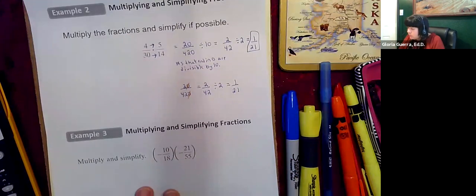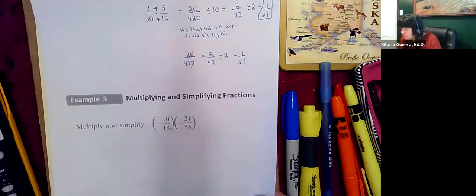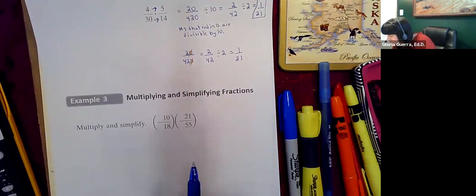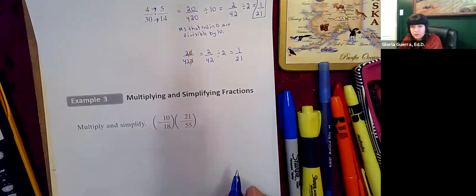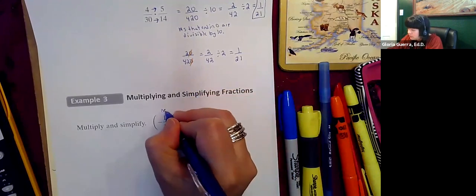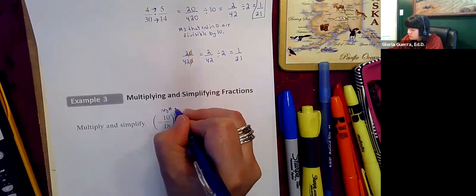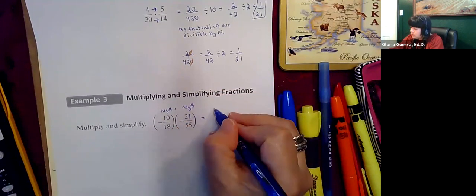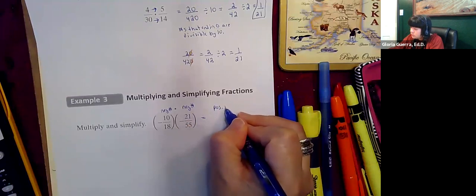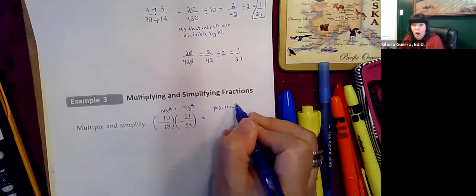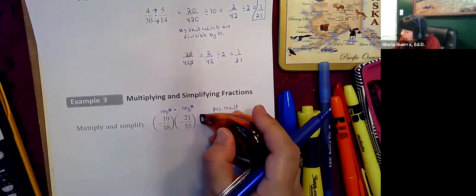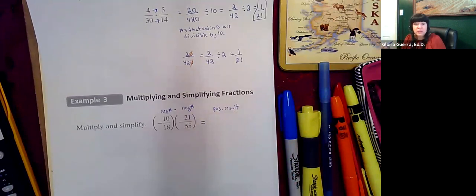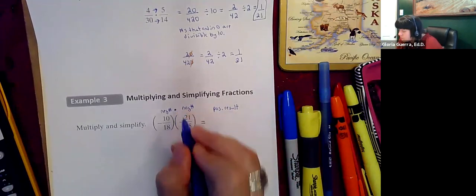Okay, the bottom: multiply and simplify these fractions. 10 over 18, it's negative, times another negative, 21 over negative 55. This is a negative number times a negative number. First of all, a negative times a negative is equal to a positive result. Just to make sure everybody remembers that: negative times a negative is a positive. That's important.